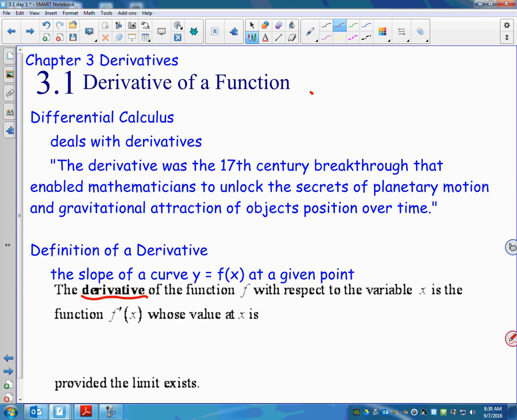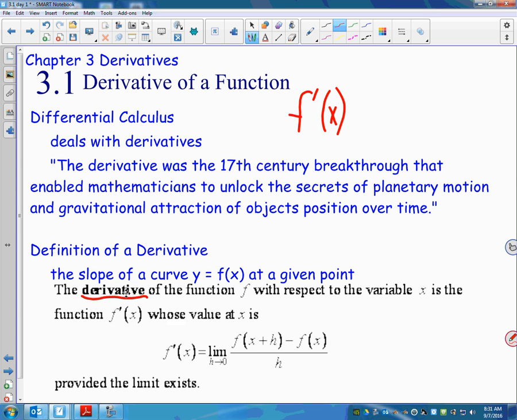So I'm going to write it myself. It's f prime of x. That's the notation for derivative. And the way we do that is the same way you did on your last test, which is this lovely limit definition. So we can say that the derivative, or f prime of x, is equal to the limit as h approaches 0 of f of x plus h minus f of x all over h, provided that the limit exists.